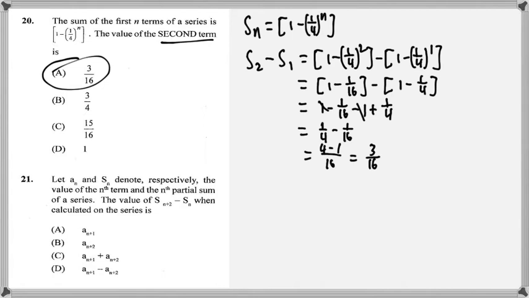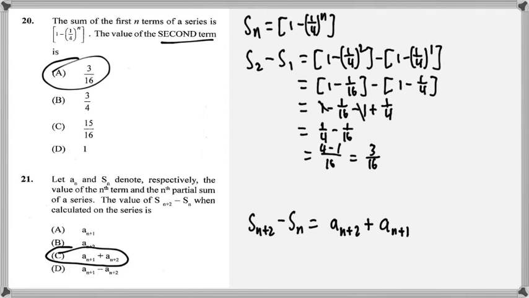To get this, what you should notice is that S subscript n plus 2 minus S subscript n is equal to E subscript n plus 2 plus E subscript n plus 1. And so you would easily see the answer. So let's get into why C is the answer. It's similar to the earlier part.